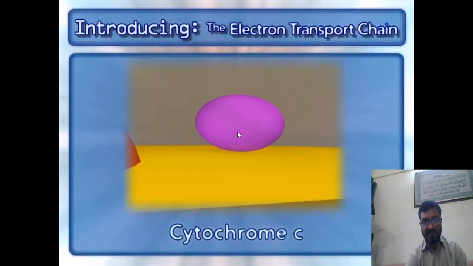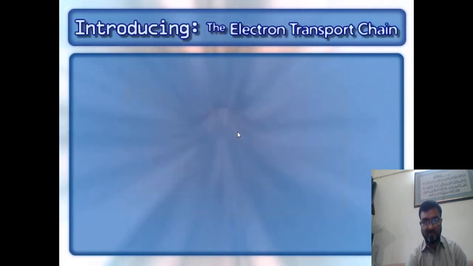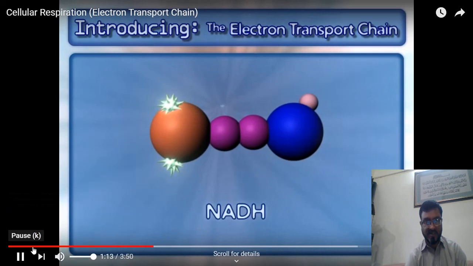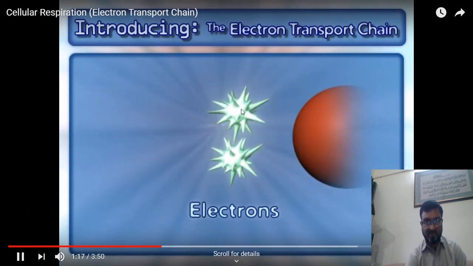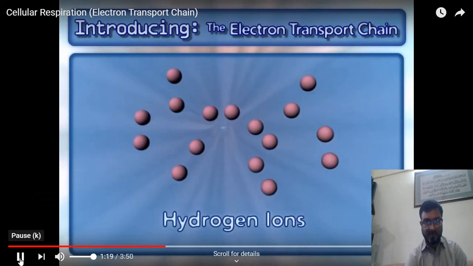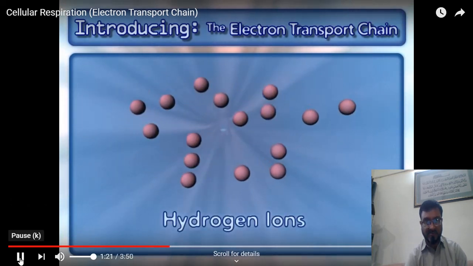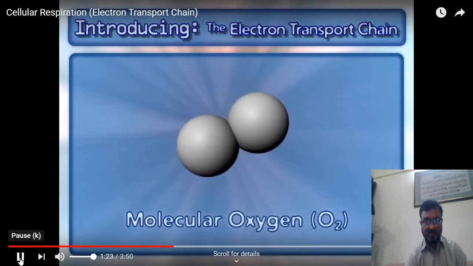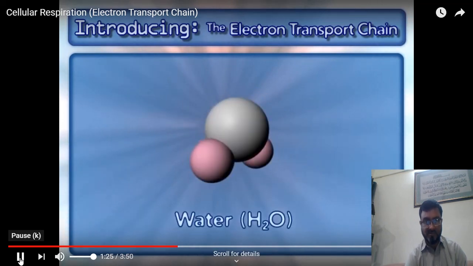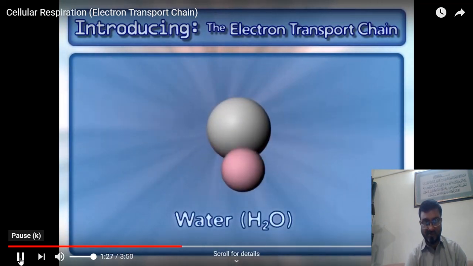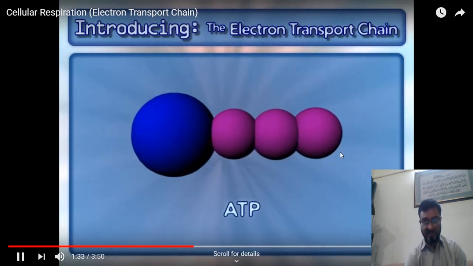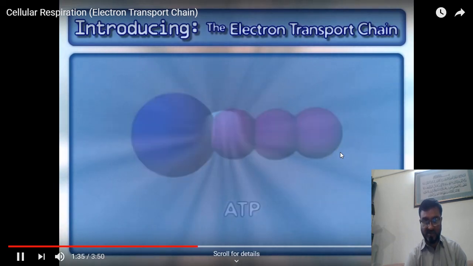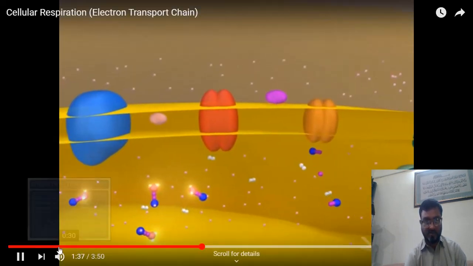Other key components in this process are NADH containing electrons, hydrogen ions, molecular oxygen, and water, and the water molecule is produced as a result. And ADP and Pi, which combine to form ATP. That is used to make the ATP at the start of the electron transport chain.